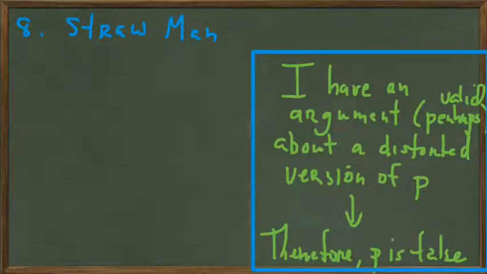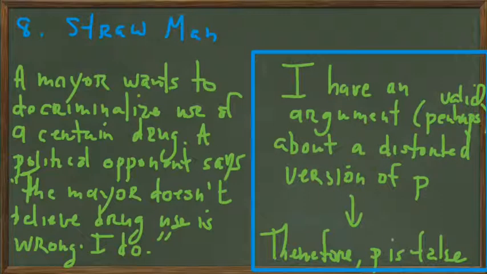We find the straw man type of argument used all the time in political persuasion. Its basic structure is I have a problem, an argument, perhaps a valid argument, against a distorted version of conclusion P, therefore conclusion P is false. What would that look like in action? Something like this. So you see an ad talking about a mayor who wants to decriminalize use of a certain drug. A political opponent comes on and says, well, the mayor doesn't believe drug use is wrong, I do.